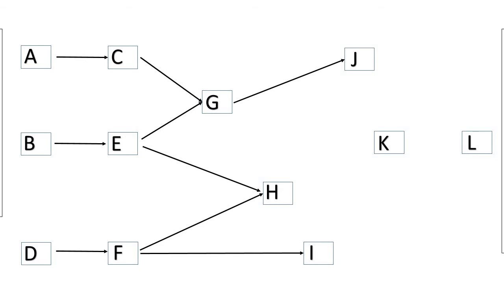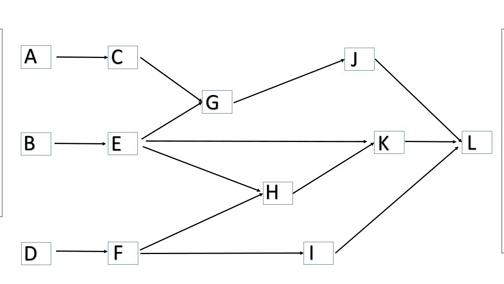Activity J is dependent upon G finishing. Activity K could start when activities E and H are finished. So we'd have arrows going from E and H to K. And then activity L is dependent upon I, J, and K finishing. So we have all the activities there. And this is basically how our network diagram would be coming about.